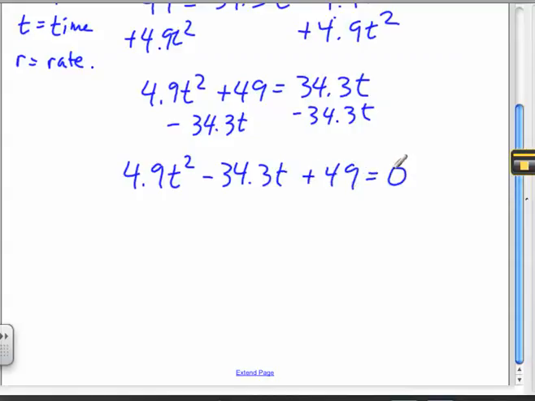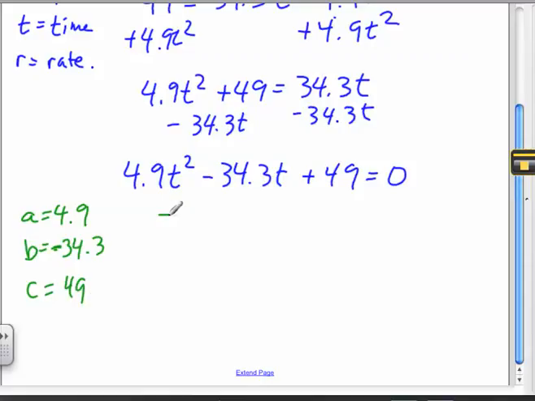Jack, what do I do from here? Of course, I use the quadratic formula, because I look at the t squared and there's not a 1 in front of it. So I'm going to use quadratic. What does the a equal, Alfredo? 4.9. CC, what does the b equal? Negative 34.3. Negative. There we go. What's the c equal, Ian? 49. Good. Edward, what's the quadratic formula?